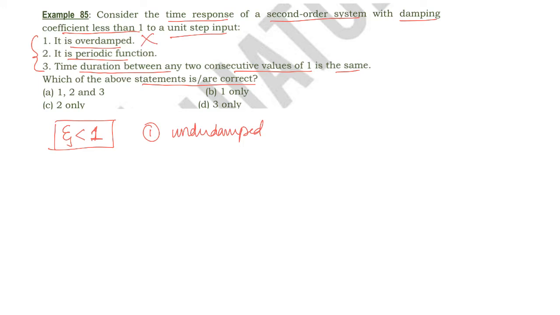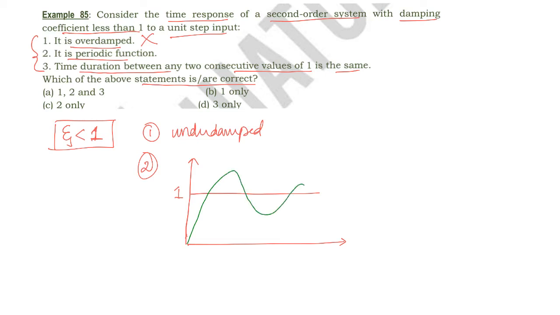What about the second statement? When the system is underdamped, what will the response look like? What will be the output? The output will look like this, right? This is the steady state value that will be unity. You can see that it is not a periodic function. So statement 2 is also incorrect.